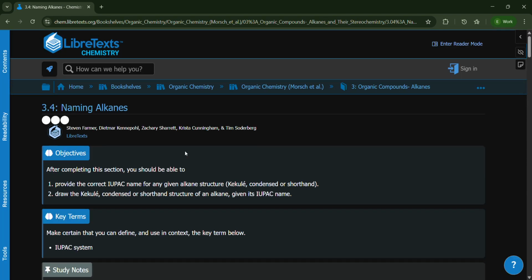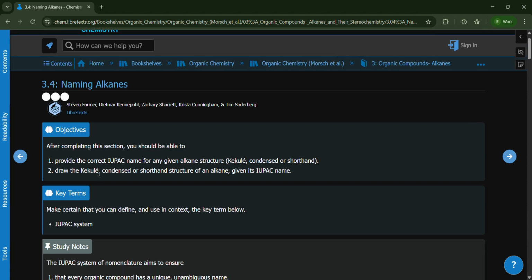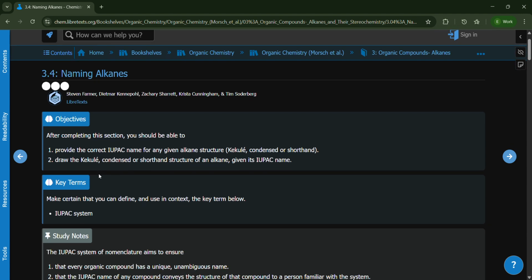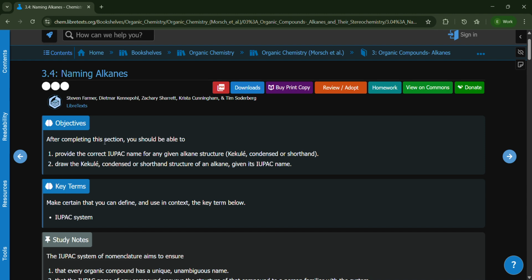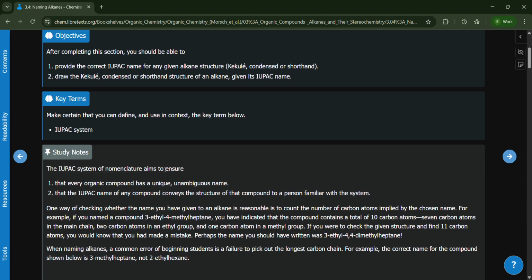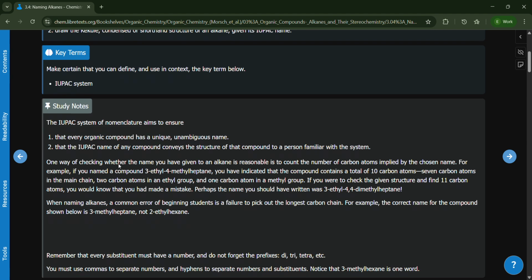So let's go to the chemistry library text and let's read. Naming Alkanes by Stephen Farmer, Kenepol, Sharrett, Cunningham, and Soderbergh. After completing this section, you should be able to provide the correct IUPAC name for any given alkane structure, Kekulé condensed or shorthand. Draw the Kekulé condensed or shorthand structure of an alkane given its IUPAC name. Okay.